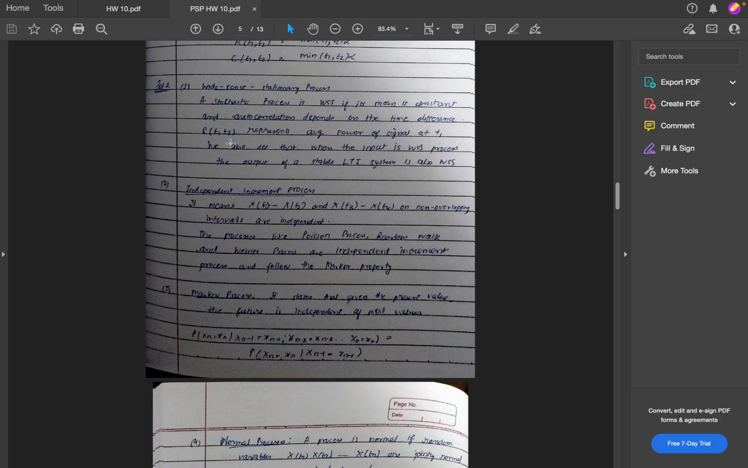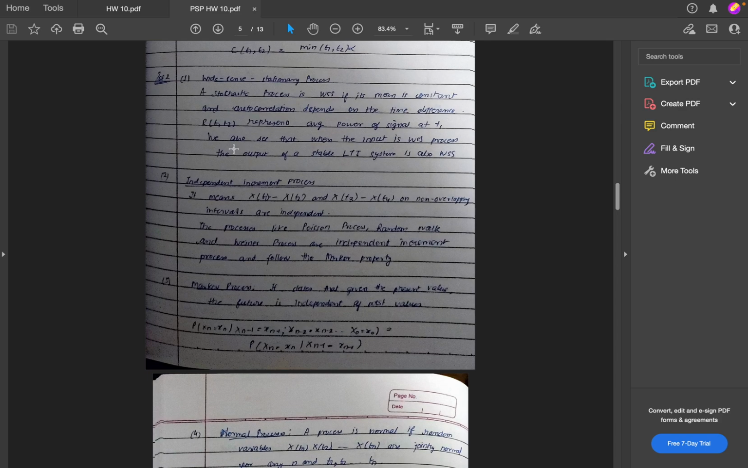A wide sense stationary process is one that has a constant mean, and the autocorrelation depends on the time difference t1 minus t2 or t2 minus t1. So R(t1, t2) represents the average power of the signal. When the input is a wide sense stationary process, then the output of a stable LTI system is also WSS. So that is a wide sense stationary process.